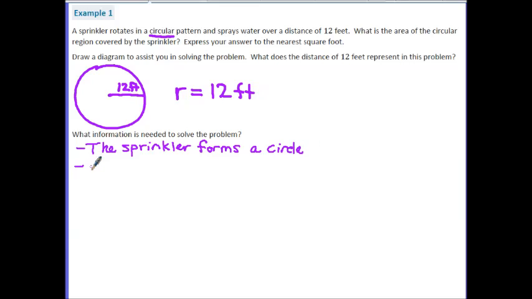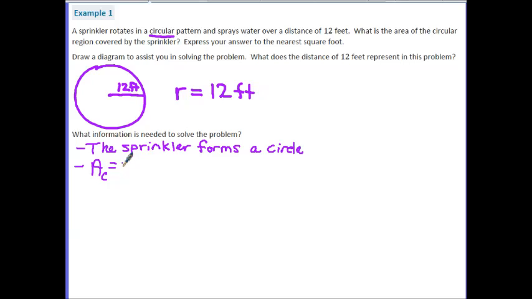Then if we want to know the area, we would need to know the area formula for a circle. So notice here I'm using a capital A to represent area, and then I use a subscript of a C to show that I'm finding the area of a circle. And you don't have to do the subscript. I like to do it because it helps to keep me organized and knowing which formula I should be using.